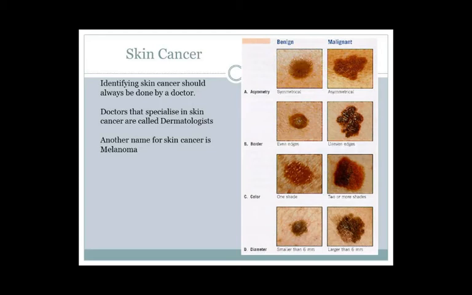But if it starts to become asymmetrical, an irregular pattern, the edges start blurring, it might have more than one colour, or grows larger, then it's a good idea to get those checked out by a doctor. Another name for skin cancer is melanoma. So you can see at the start of the word, melan comes from melanin or melanocyte, all meaning the same root, no matter which one, and oma means cancer. So melanoma means cancer of melanocytes.